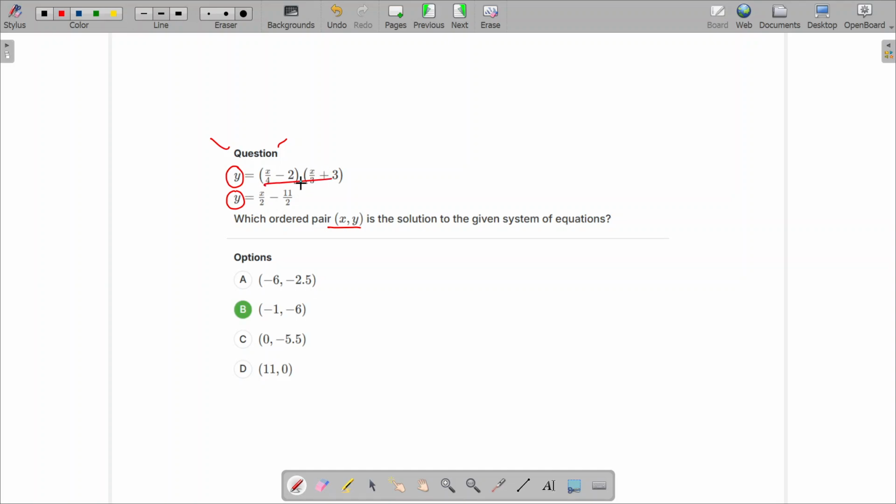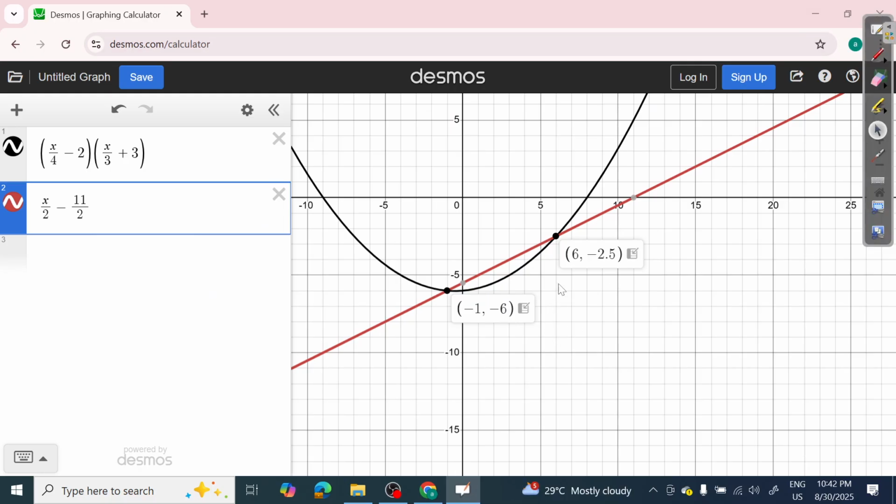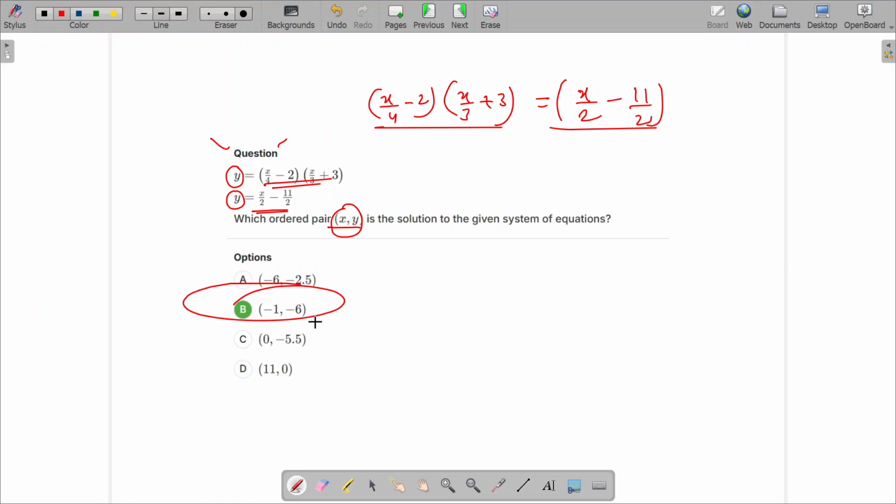When you equate them, this is going to be your left hand side and right hand side, right? You'll write x by 4 minus 2, x by 3 plus 3 equals x by 2 minus 11 by 2. I directly put it on Desmos. Okay, I got two graphs and I can check their intersection points. That will be the solution. Now here, the only solution that is matching is negative 1 comma negative 6. This is not in the options, that's why we are not choosing it. If this, either of the one will be there in the options. Okay, so that's the reason why I chose negative 1 comma negative 6.